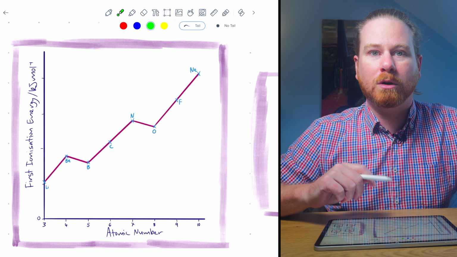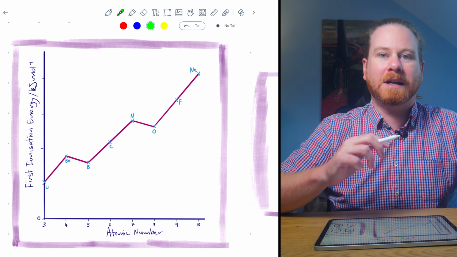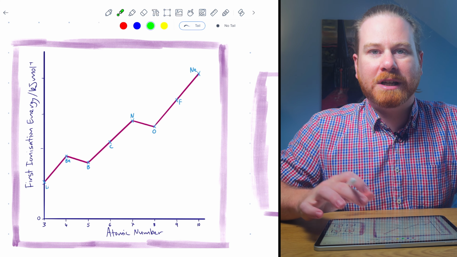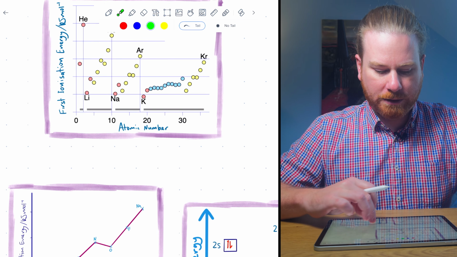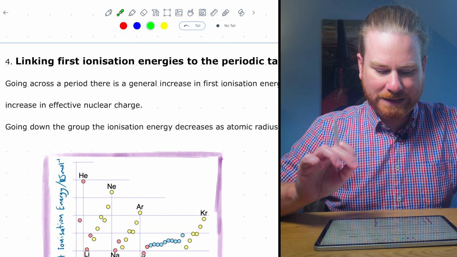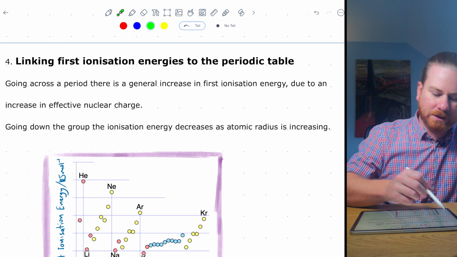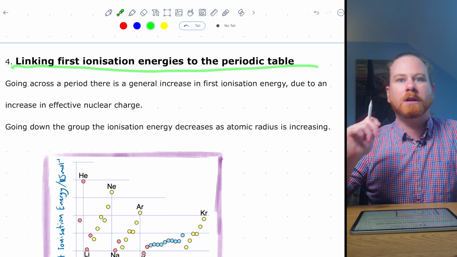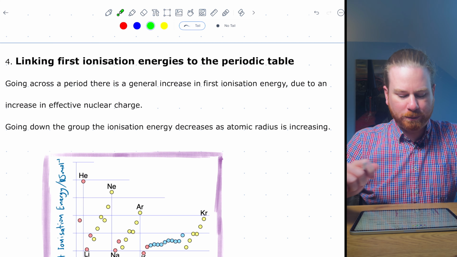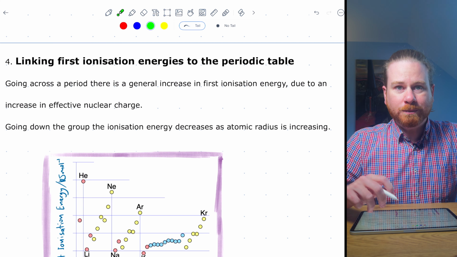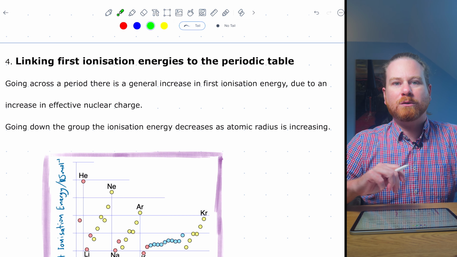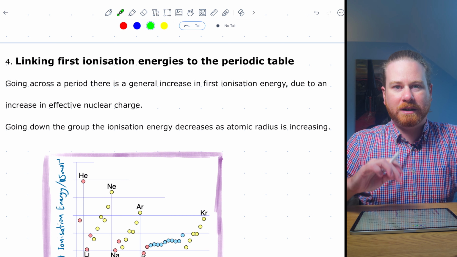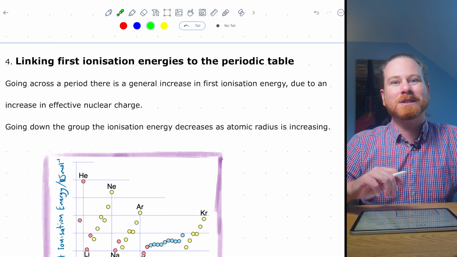Alright, so before we look at this more complicated looking graph, let's go through the general trends in ionization energies and linking that to the periodic table. So linking first ionization energies to the periodic table. The first thing we need to look at is that we are getting a general increase in the first ionization energy as we're going across the period.